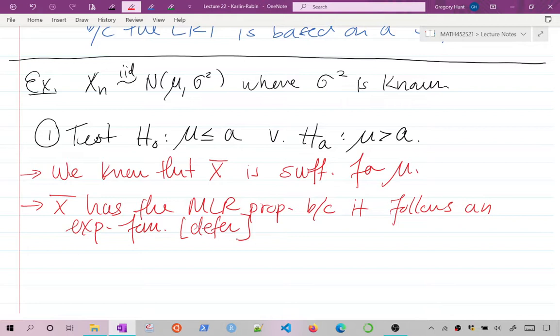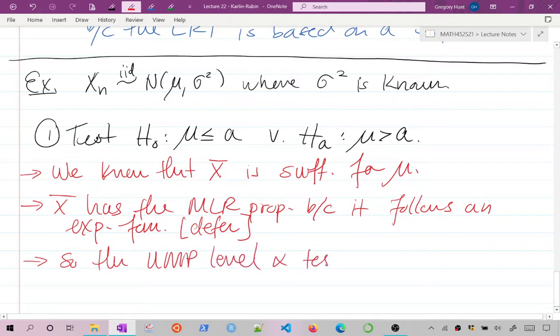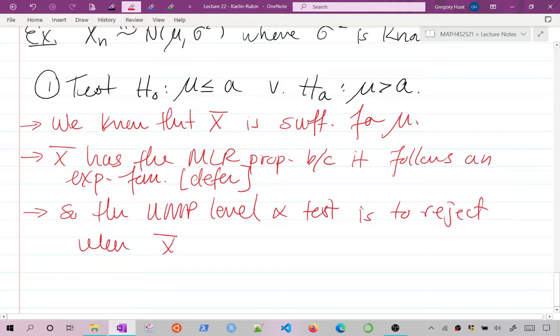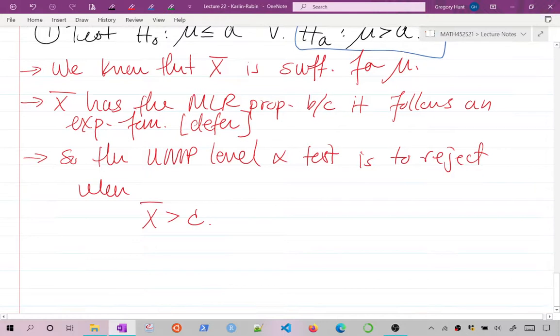X bar in this case is normally distributed. That's certainly an exponential family, and we'll claim that this has the MLR property because it's an exponential family, so it's going to be really, really easy to check. And so the UMP level alpha test is to reject when x bar is too big, right? My alternative here is that mu is large, and so I'm going to reject when x bar is bigger than some value c. And how do I choose c?